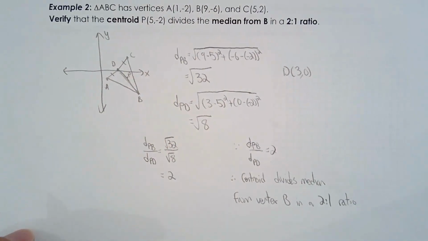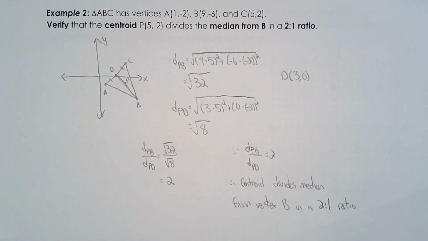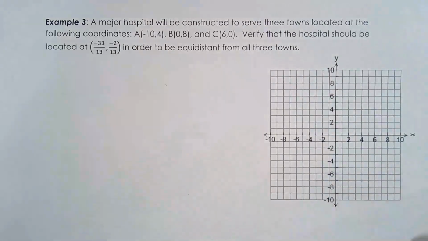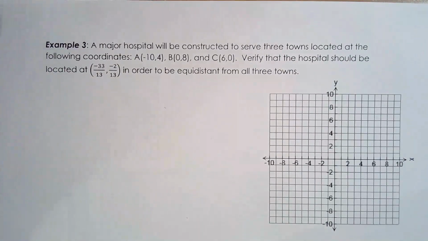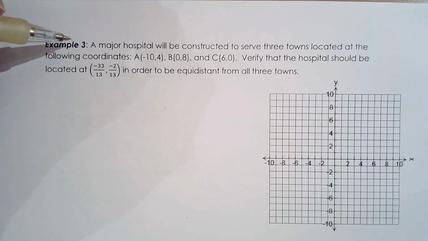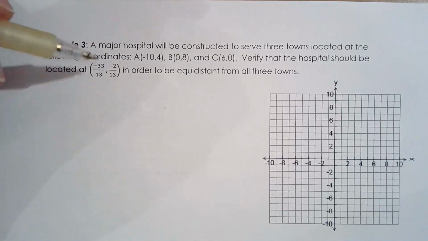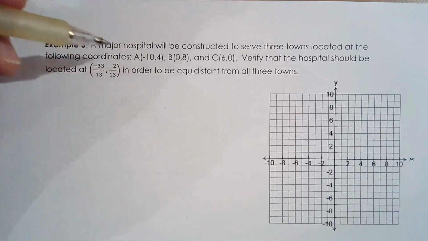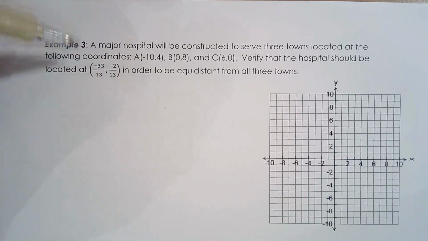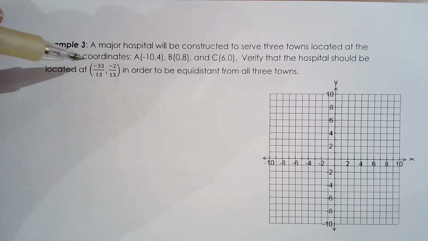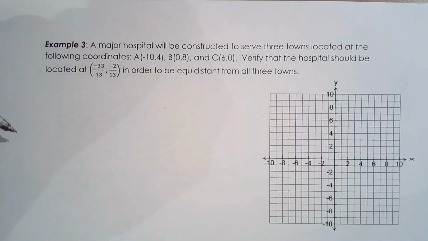Okay. All right. Let's do one more example. For example 3, we have a major hospital that will be constructed to serve 3 towns located at the following coordinates. Verify that the hospital should be located here in order to be equidistant from all 3 towns. So you have to remember, when is this point equidistant to all 3 points? Well, it's only equidistant to A, B, and C if this is the point where the right bisectors intersect.